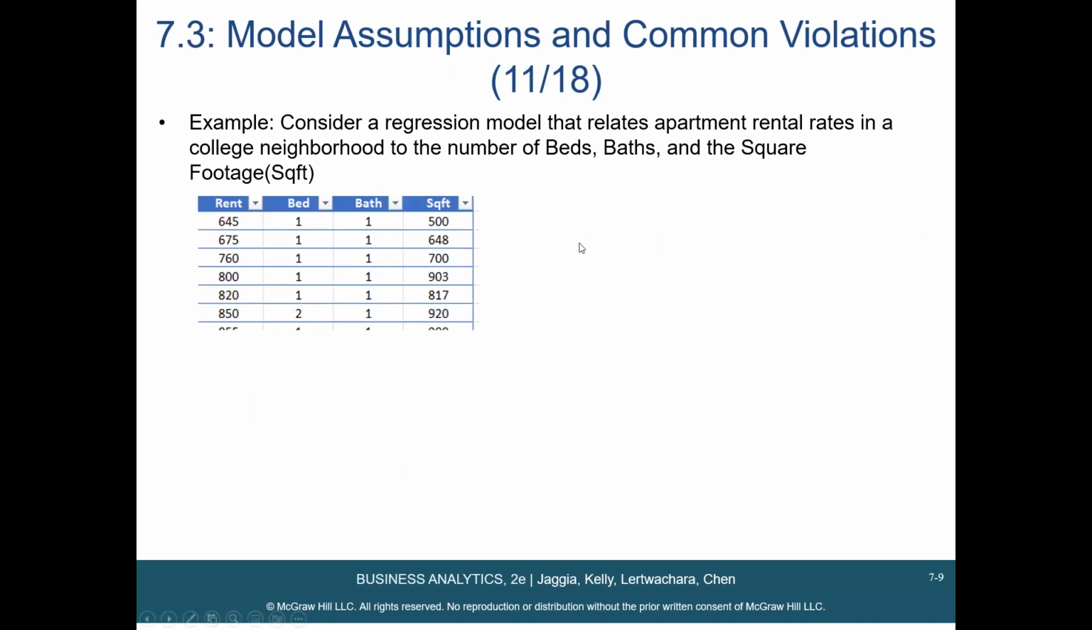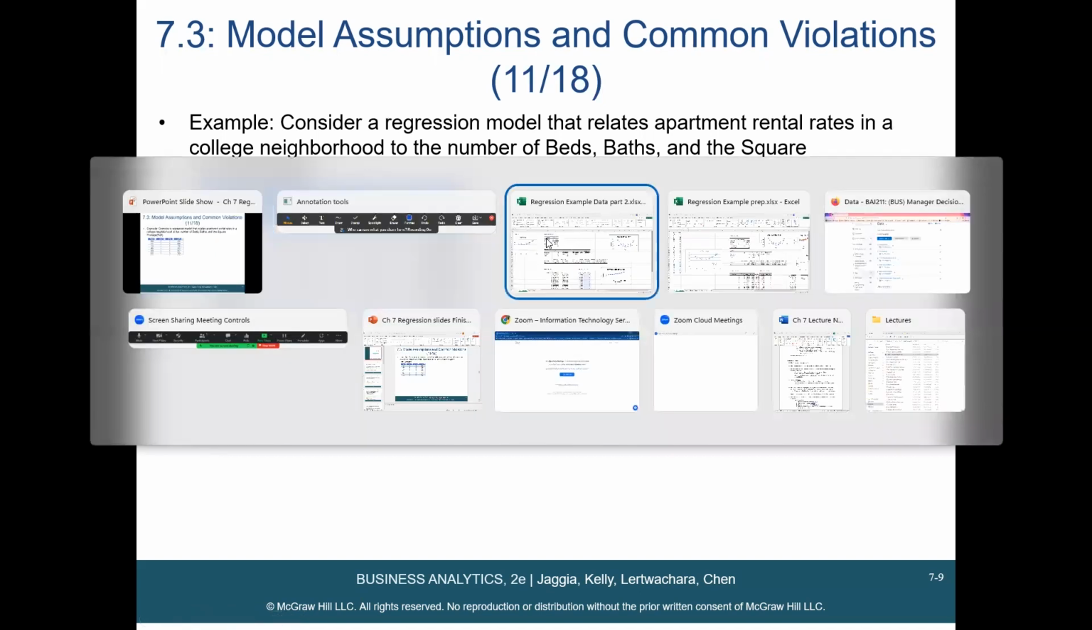So the example I want to talk about to show this is the regression model on some rental rates in a college neighborhood, where the data is looking at the number of bedrooms, the number of baths, and the square footage, and what the rent is per month. So let's switch over to that data.